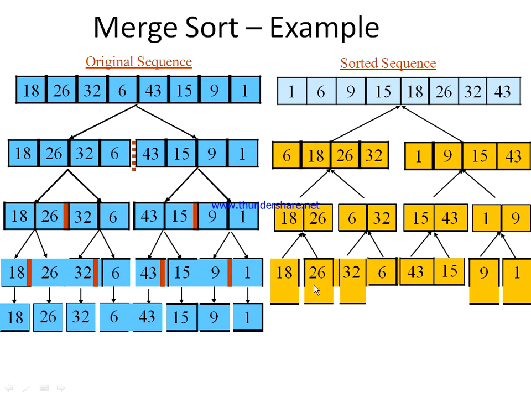First compare 18 with 26, which are already in sorted order, so no need to swap. Then 32 with 6, there is a swapping needed. So move 6 to the 32 place and 32 to the 6 place. And next 43 with 15, so 15, 43, and 9, 1 becomes 1, 9. So this is the first step. Coming to the second step, we have to merge these individual partitions into larger ones. So this is merging: 18, 26 one partition, already swapped 6, 32 one partition, 15, 43 one partition, 1, 9 another one.